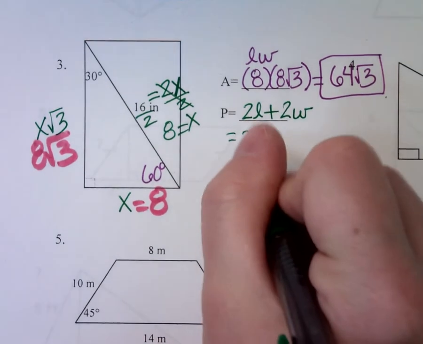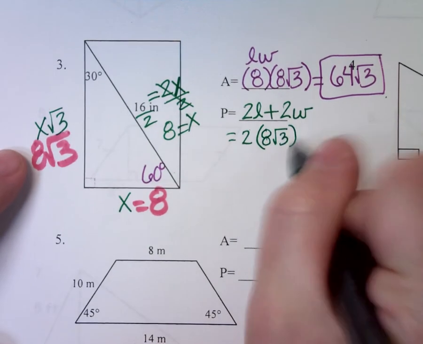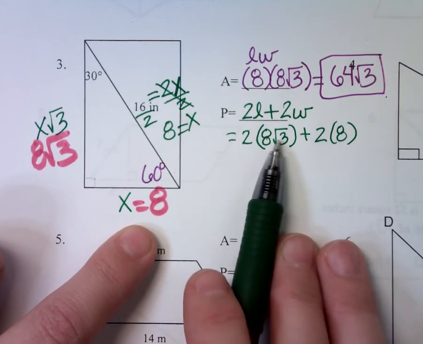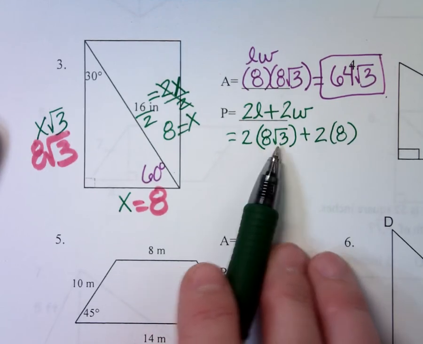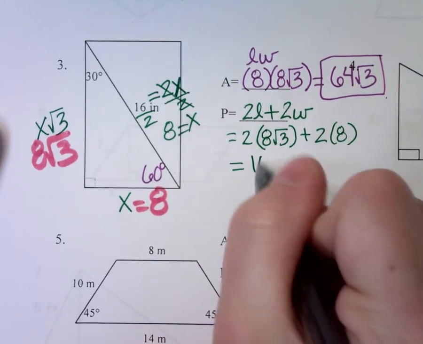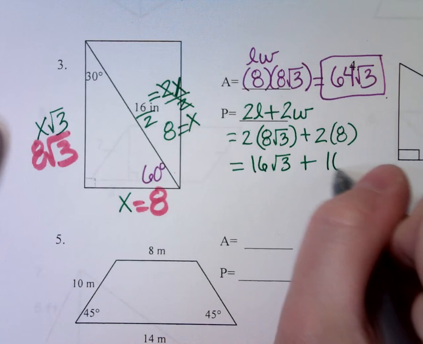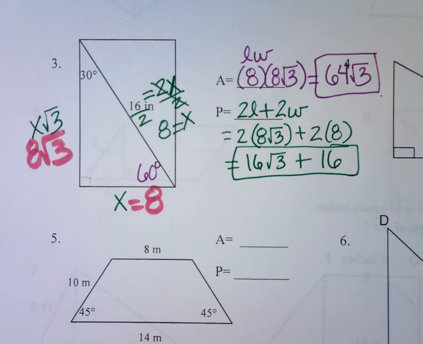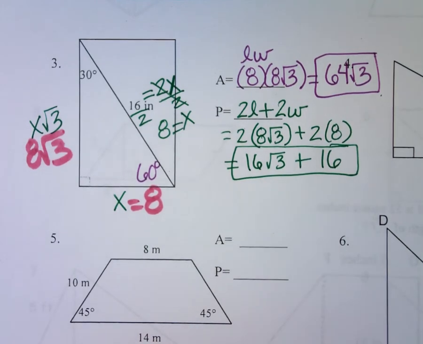Okay, so I'm going to take 2 times the length, and it doesn't matter which one you call the length. I'm going to go 8 square root of 3. Plus 2 times the width, I'm going to call that 8. But you could have the 8 square root of 3 and the 8 turned around. It doesn't matter. What do you get if you take 2 times 8 square root of 3? 16 square root of 3. And what do you get if you take 2 times 8? 16. That's as good as it gets unless we use the calculator. So for right now, on our 30, 60, 90s and our 45, 45, 90s, I'm going to have us just practice simplest radical form. And I can't get any simpler than that unless I use the calculator to give me decimals.